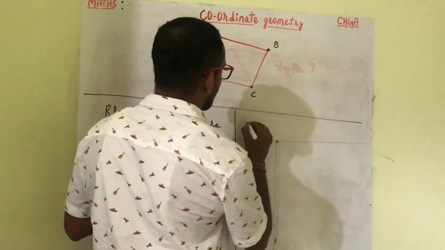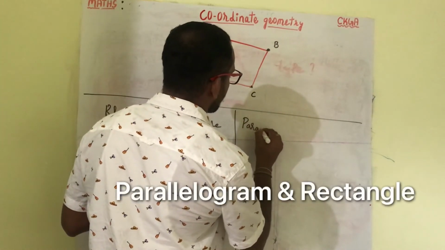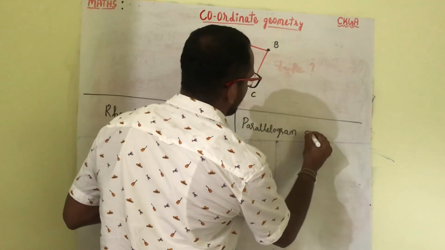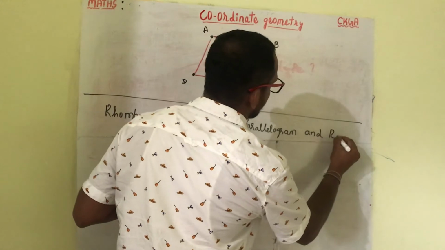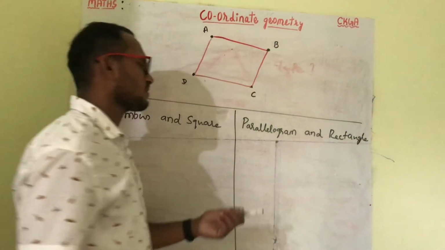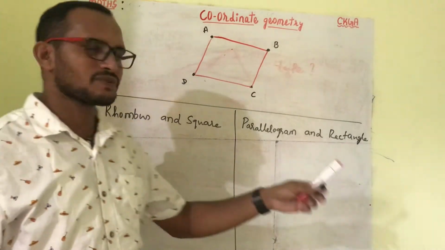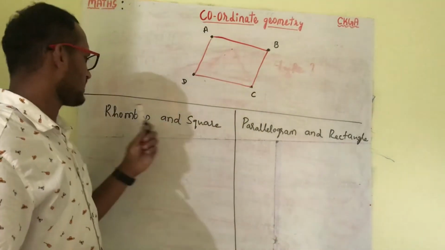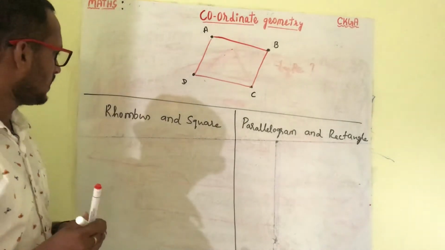The other one is a parallelogram and a rectangle. So these are actually the partners. So we can say parallelograms and rectangles. Rectangles are obtained from a parallelogram, and a square is obtained from something called a rhombus.